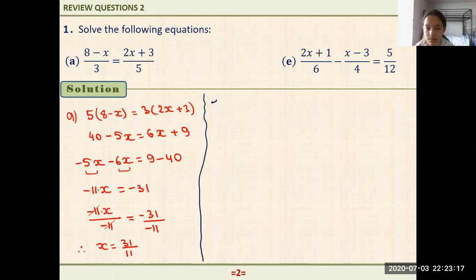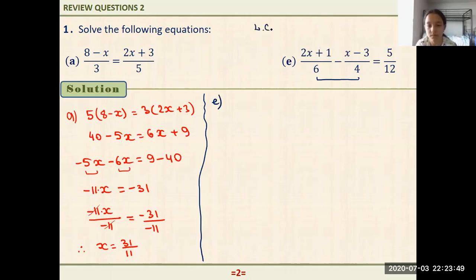Yes, Shahina. E. Tell me the first step. What should we do here? I think we cross multiply, right? No. On the left-hand side, how many fractions do we have? 2. We have 2 fractions. First, we have to express them as a single fraction. If we have 1 fraction on each side, then we can cross multiply. So first we have to simplify the left-hand side and express it as a single fraction.